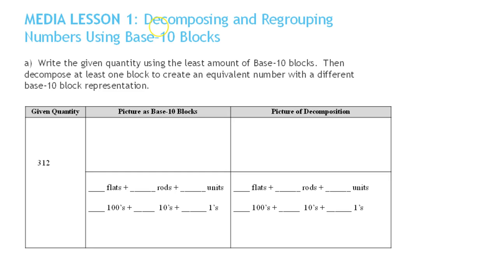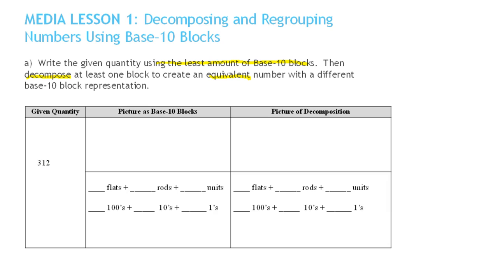In this example, we're going to learn to decompose and regroup numbers using base 10 blocks. So I'm going to get a highlighter ready so we can highlight important information in the directions. Write the given quantity using the least amount of base 10 blocks. Then we're going to decompose at least one block to create an equivalent number with a different base 10 block representation. So let's start by taking our given quantity and writing it with the least amount of base 10 blocks.